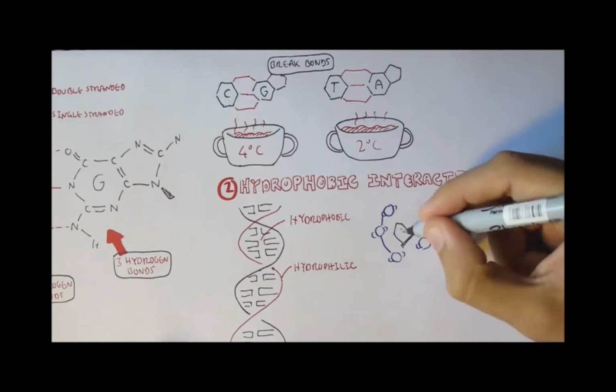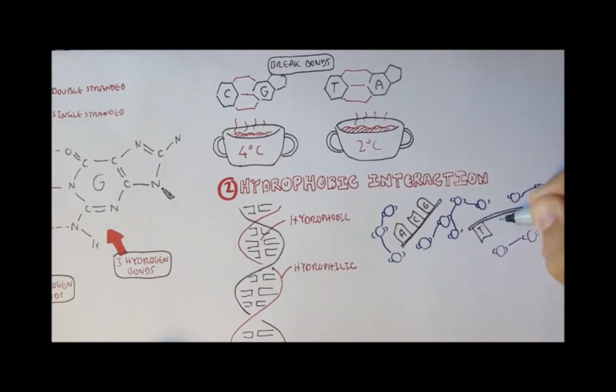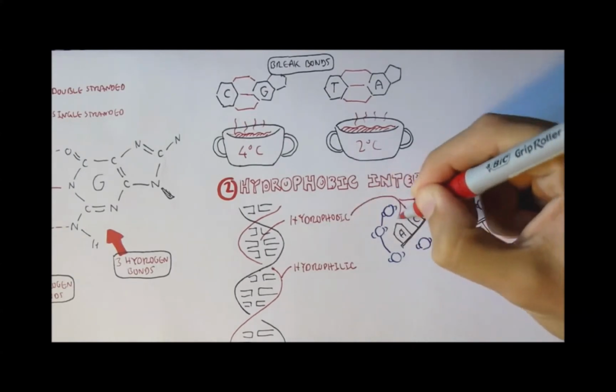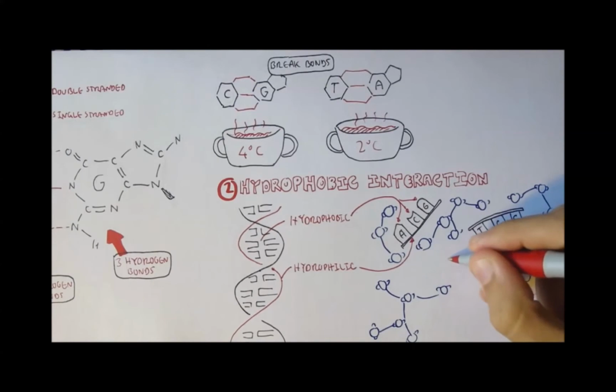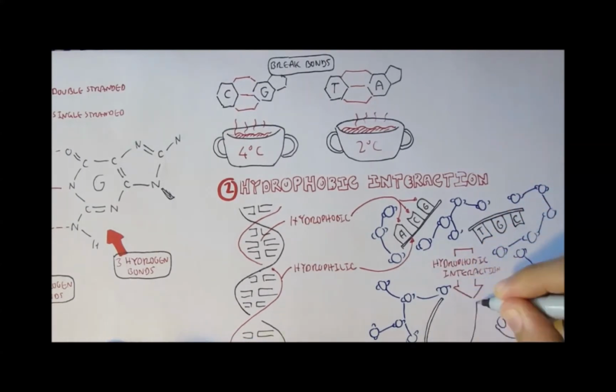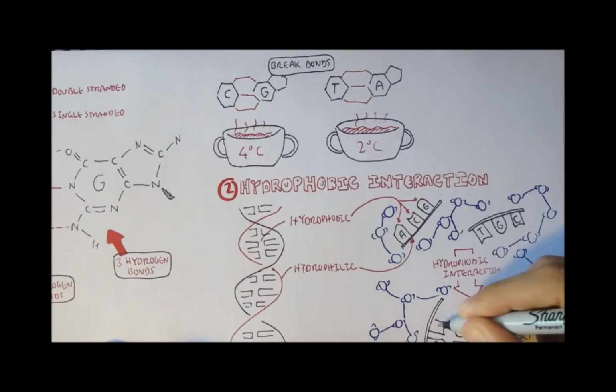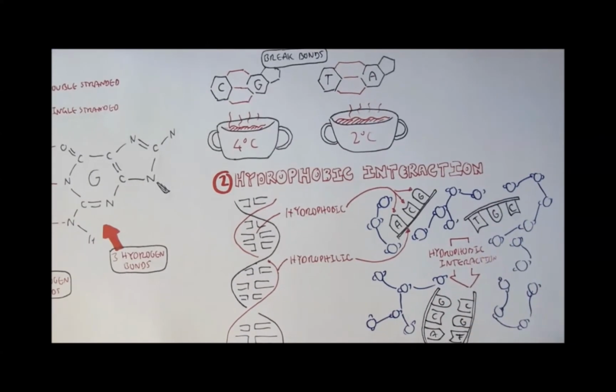And here we have a single-stranded DNA. Here, and a little bit further, we have another single-stranded DNA. So the bases here, here, and here are hydrophobic. They are scared of water. And the sugar backbone is hydrophilic. They love water. So through hydrophobic interaction, the bases will want to attach with each other and be enclosed by the sugar backbone. I hope you understand that.